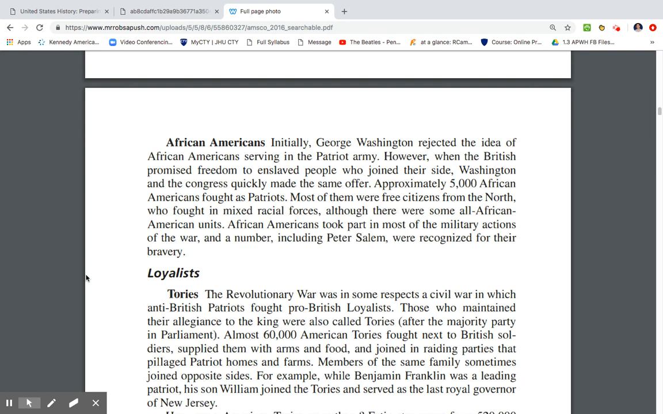African Americans. Initially, George Washington rejected the idea of African Americans serving in the Patriot Army. However, when the British promised freedom to enslaved people who joined their side, Washington and the Congress quickly made the same offer. Approximately 5,000 African Americans fought as patriots. Most of them were free citizens from the North who fought in racially mixed forces. Although there were some all African American units, African Americans took part in most of the military actions of the war, and a number, including Peter Salem, were recognized for their bravery. So they did participate in interracial squads, right? There weren't necessarily segregated squads during this time.